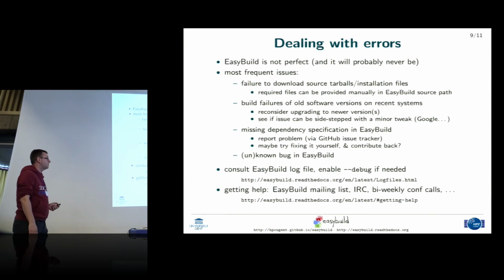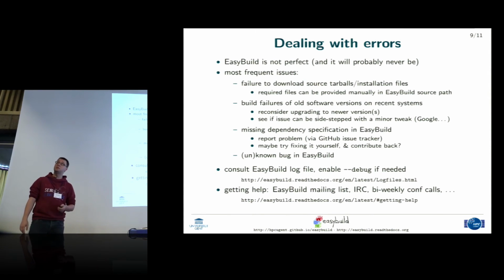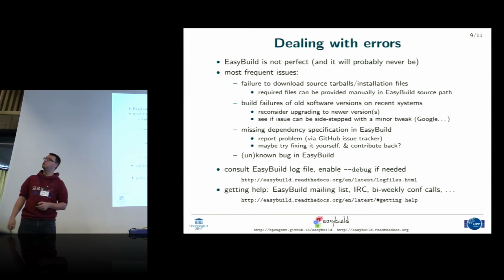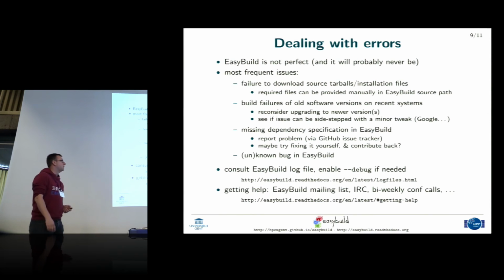Building old software versions on recent systems. So we got people to complain about building GCC 4.2 or 3 on CentOS 7, for example. Hey, it's not working, EasyBuild is broken. No, I mean, GCC, or at least that version of GCC, was never meant to build on a new system, and this is not something EasyBuild can fix.